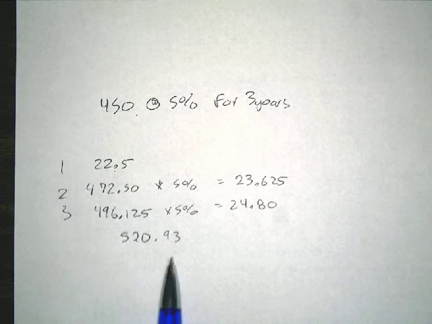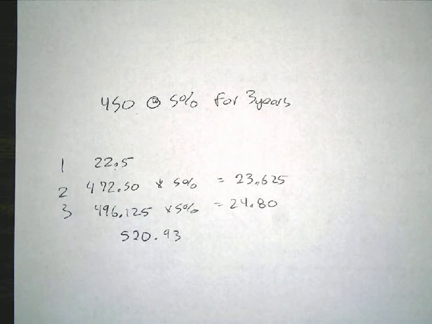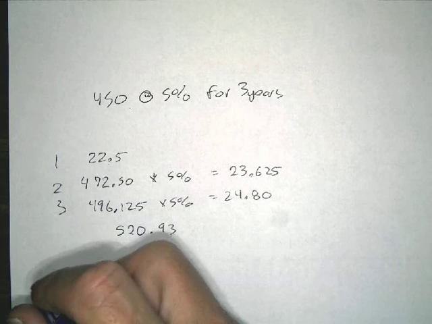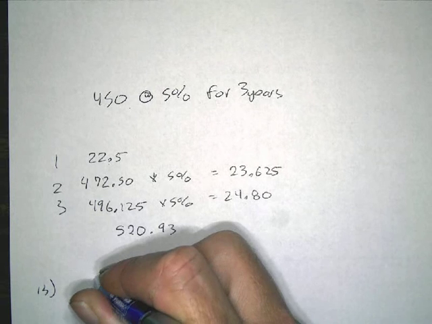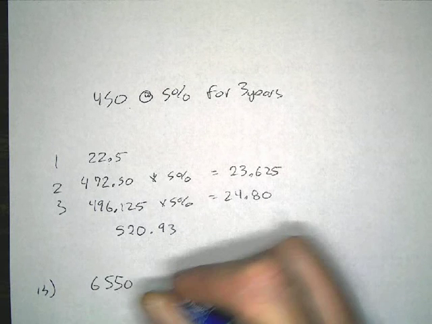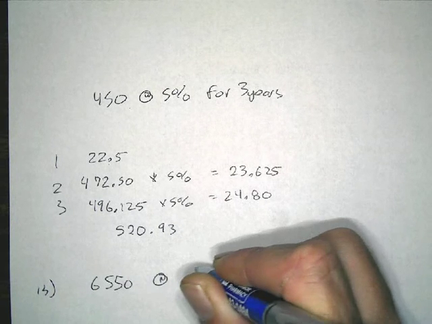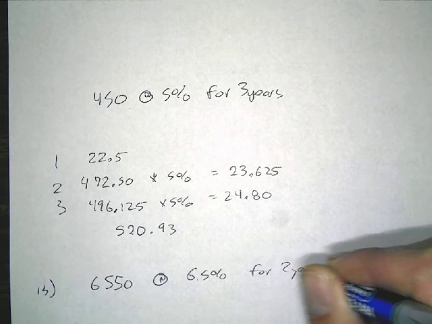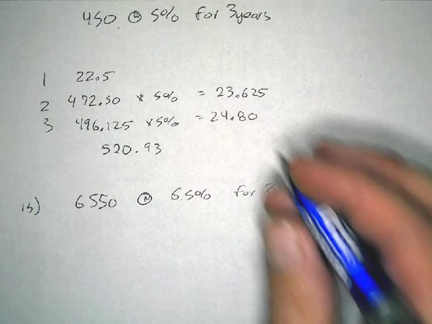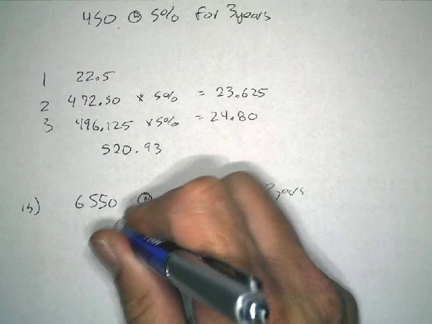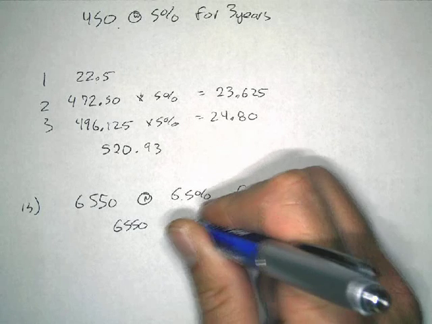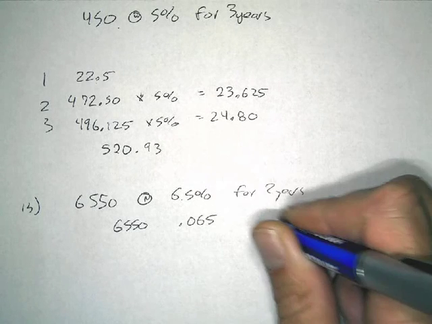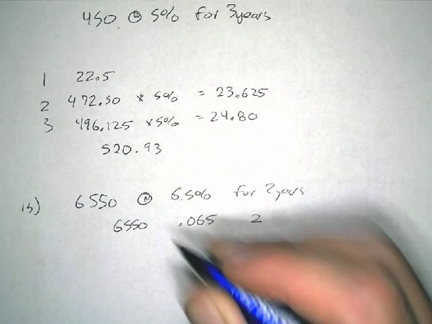If we look at one more of these, we'll look at number 13, which is we start with 6550 at 6.5% for 2 years. So we're going to change this to a decimal, 0.065. Our time is 2 years. Year 1, year 2.